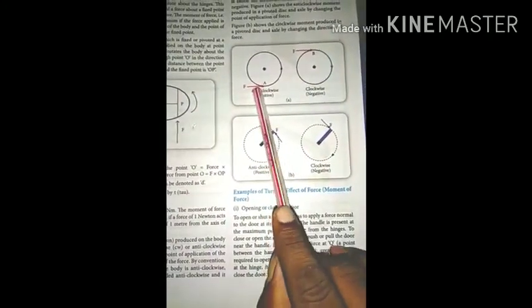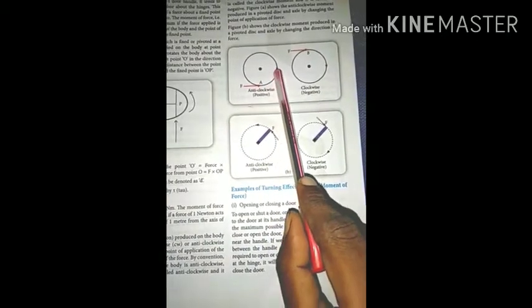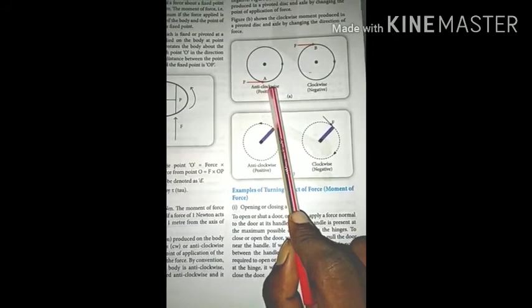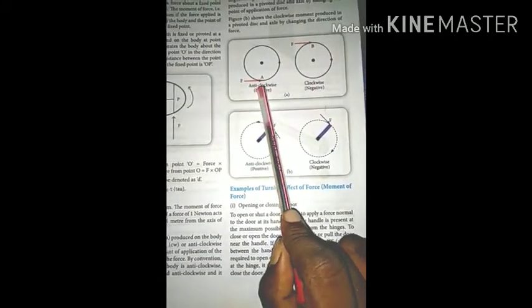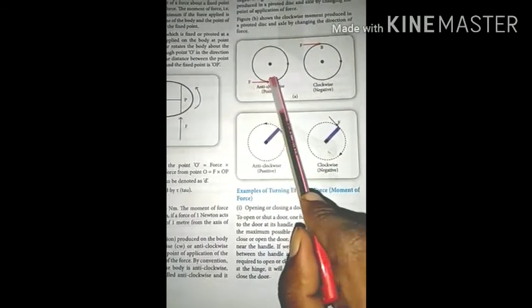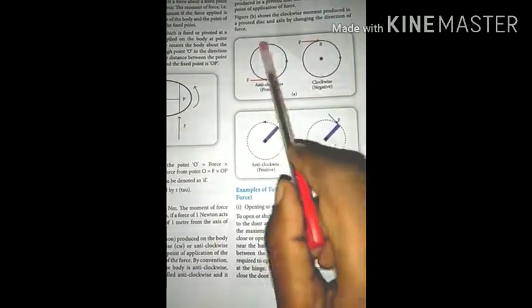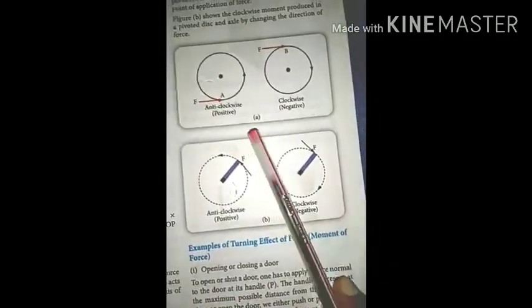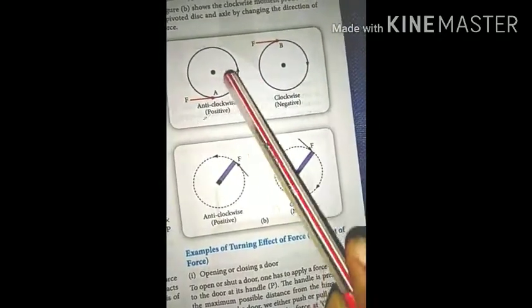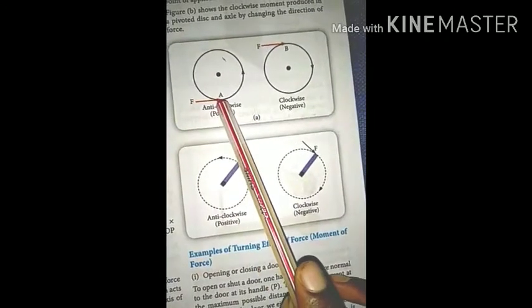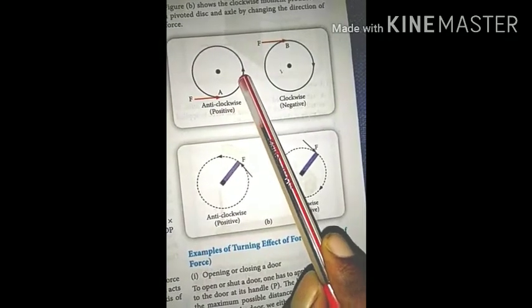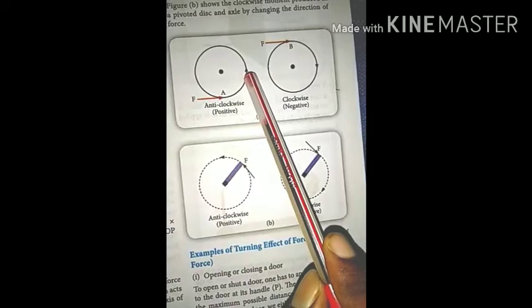In figure A, anti-clockwise moment is produced in a pivoted disc and axle by changing the point of application of force. The arrowhead shows the direction of motion, the direction of turning effect, the direction of moment of force. That is anti-clockwise moment. This is the fixed point. When the force is applied at point O, it produces a turning effect along the direction shown by the arrowhead.